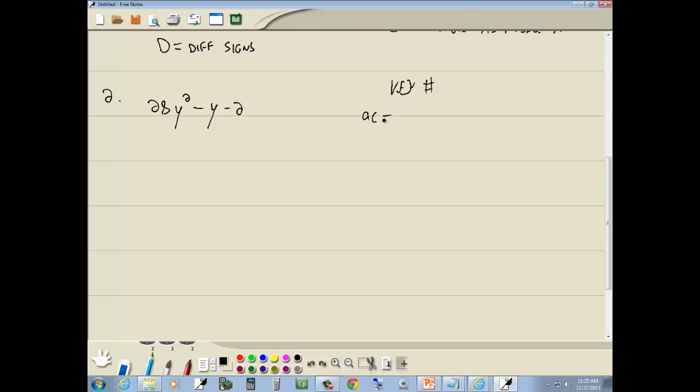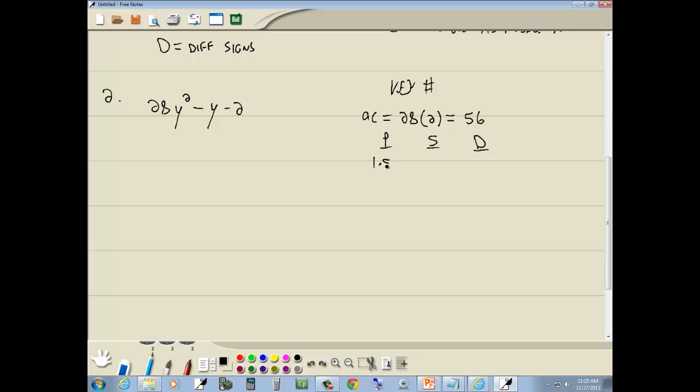Key number, again, we take the number at the beginning times the number at the end, ignoring signs. So we take 28 times 2, this number times this number, and that gives us 56. We'll come up with our 3 columns. We'll write down all products that give us 56.